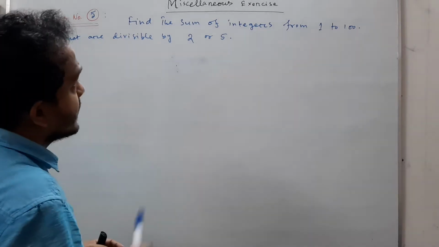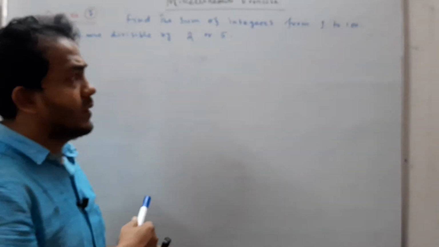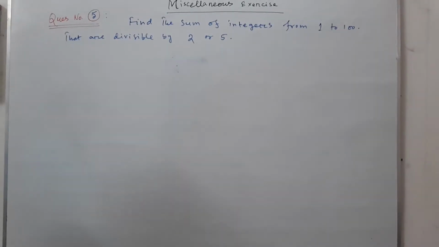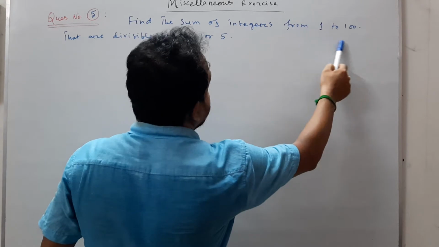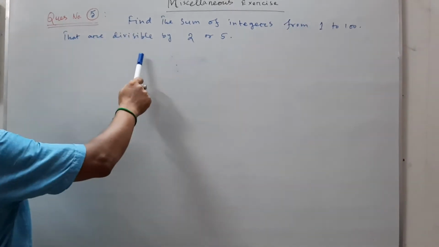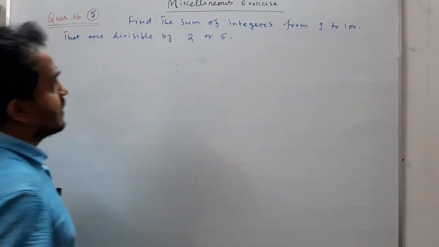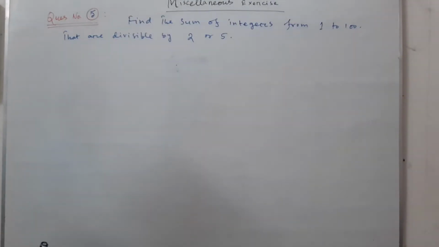Those integers between means actually from 1 up to 100. The numbers from 1 up to 100 which are divisible by either 2 or 5, we have to find out the sum of those numbers. Now let's start.